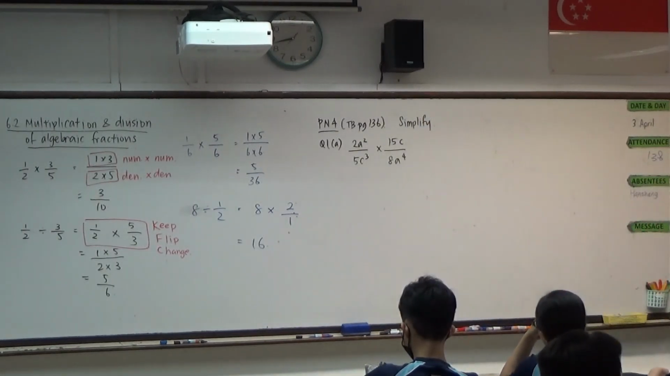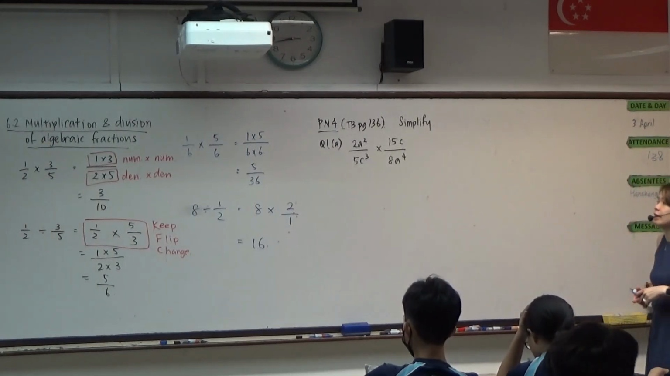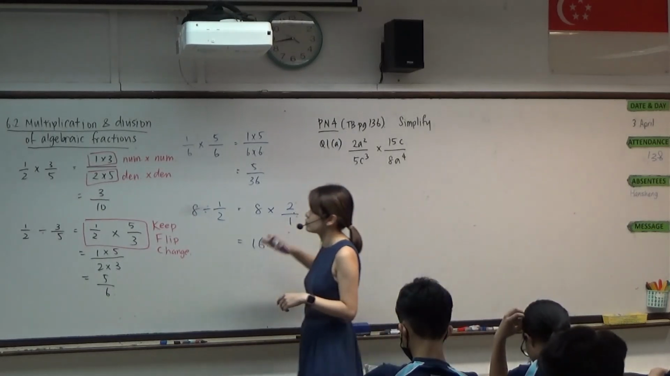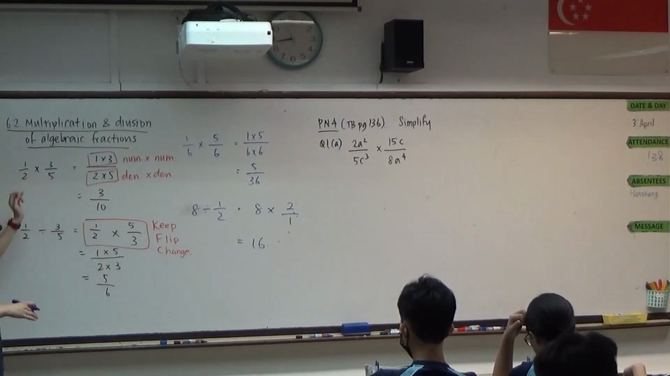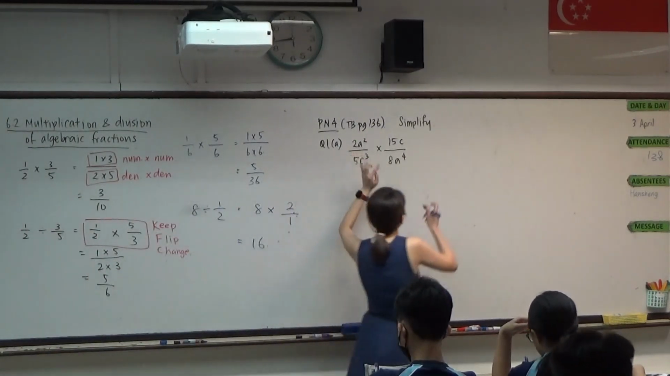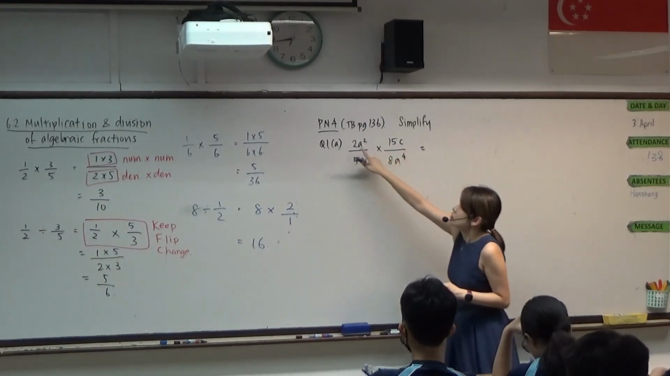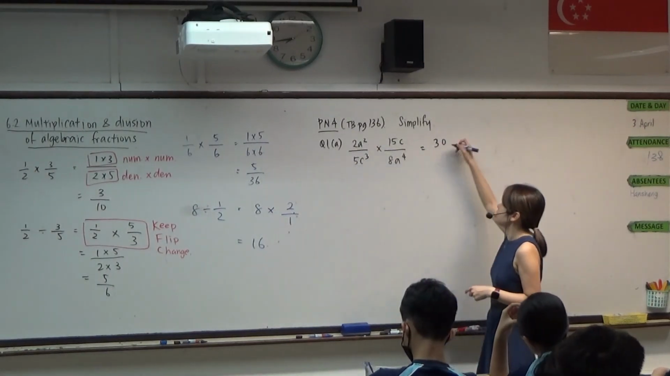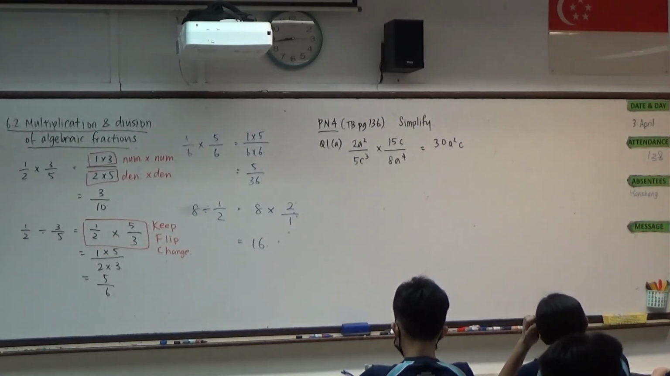We want to simplify the multiplication of these two fractions: 2a squared over 5c cubed times 15c over 8a to the power of 4. So what do we need to do? We rely on this principle because we're looking at multiplication of fractions. So we focus on numerator times numerator first. 2 times 15, those are numbers, we get 30. a squared times c, so I get a squared c.